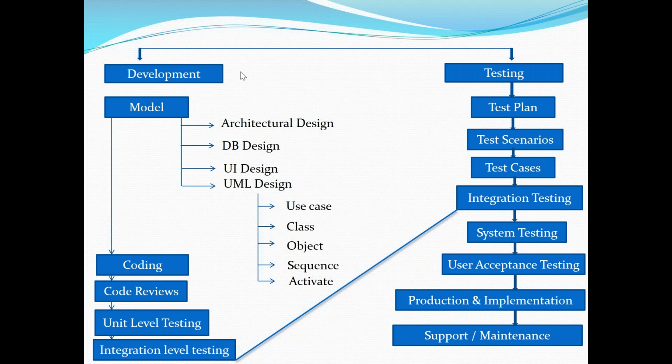Once we are done with system testing, you need to go for user acceptance testing, which is nothing but alpha testing and beta testing. Once user acceptance testing is done, it moves to production and implementation. Once we are done with alpha and beta testing, the product is directly launched in production. After production, we go for support and maintenance.